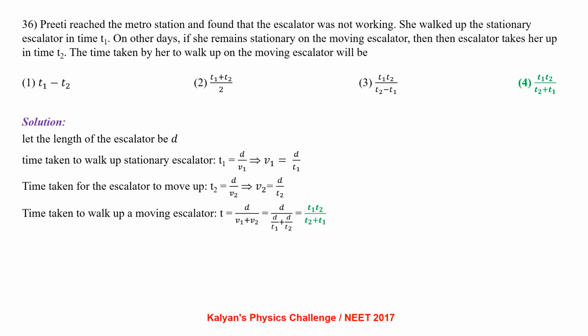Let us say the distance to be travelled is d, that is the length of the escalator. Time taken to walk up a stationary escalator is time equal to distance by velocity. So from there we get v1 equal to d by t1. Time taken for the escalator to move up is t2, that is d by v2. From there we get v2 equal to d by t2. Now the person as well as the escalator both are moving in the same direction. So this time the time taken will be d by (v1 plus v2). Upon simplification, we get the total time as t1 t2 by (t1 plus t2).